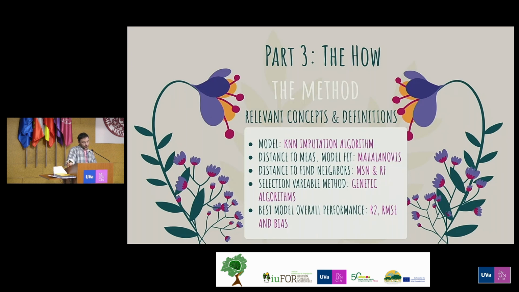And also, we use two distances to find neighbors. In this case, we use the most similar neighbor and the random forest algorithms to find the distance between neighbors, okay? This is basically how we find the most similar pixel from the more than 700 plots of the National Forest Inventory. How do we find the best pixel that is the most similar? That's the nearest neighbor.